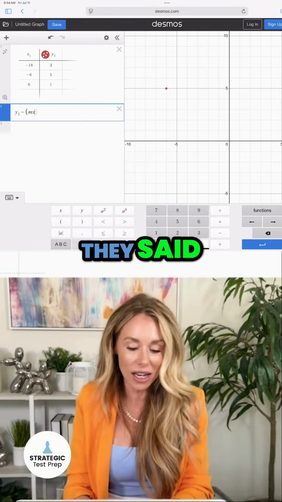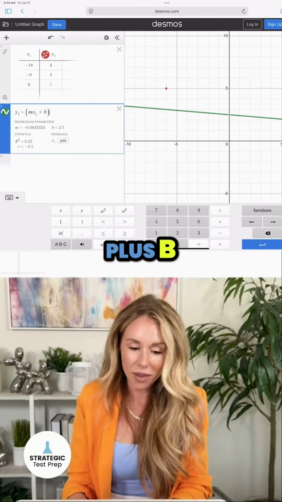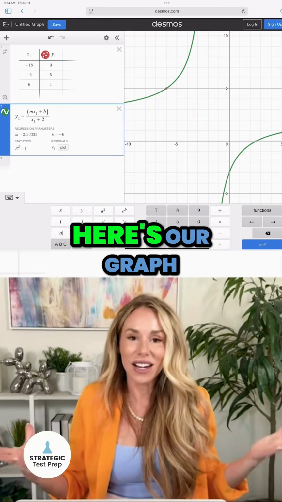So remember on top, they said f of x was a line. I'm going to type in mx1, not mx, plus b. And then underneath it, I'm going to type in x1 plus 2. And here we go. Here's our graph.